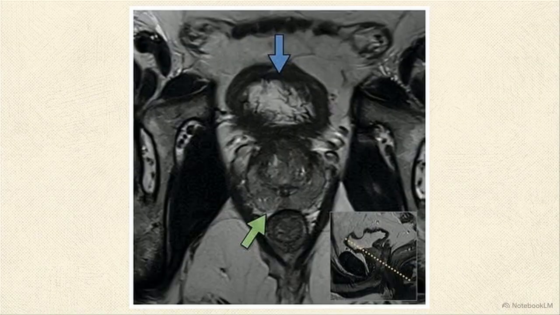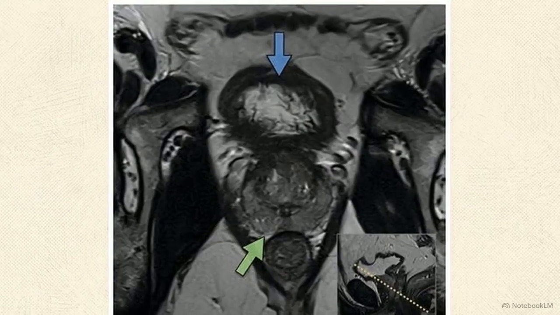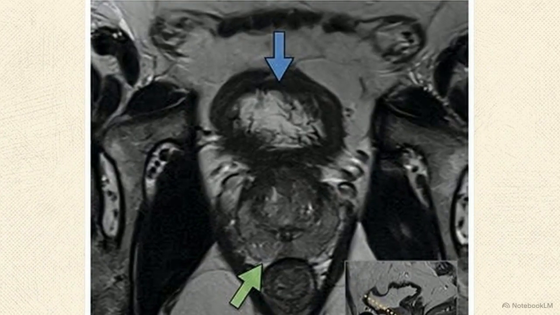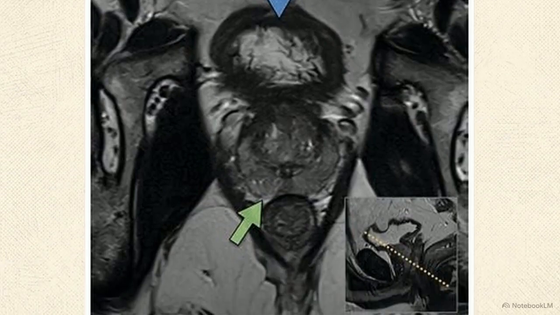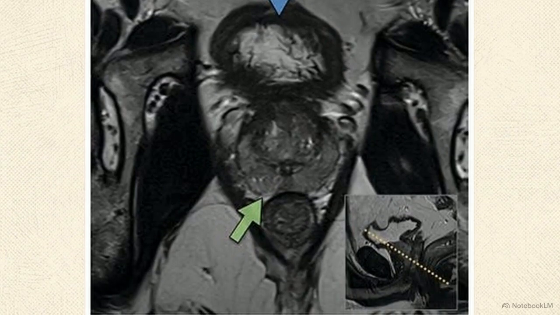This MRI scan demonstrates why alignment matters. Excessive angulation of the imaging plane skews localization. As a result, the anterior aspect shows the bladder wall, marked by the blue arrow, while the posterior aspect displays the apical peripheral zone, marked by the green arrow.